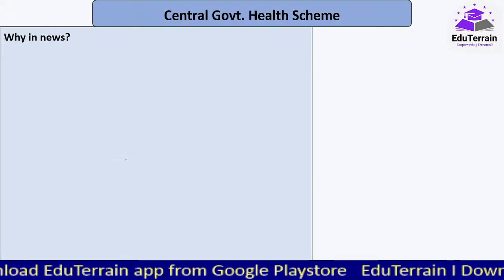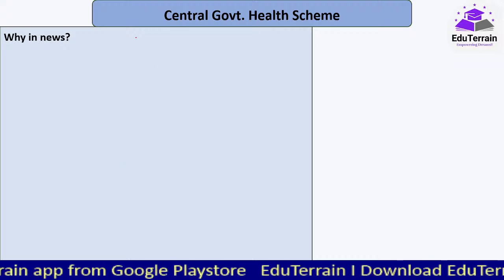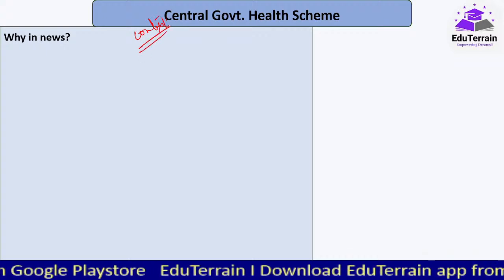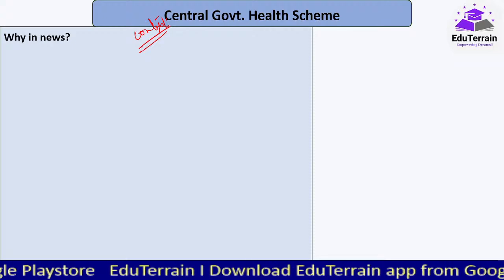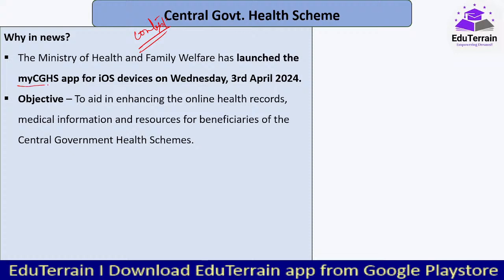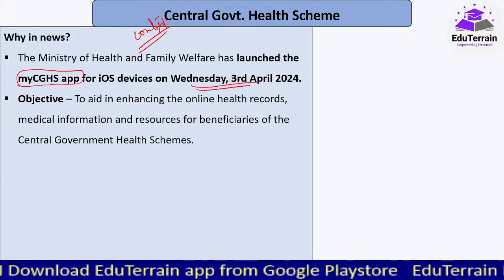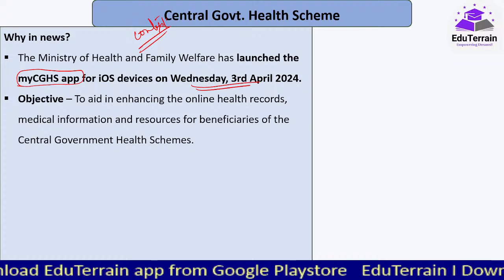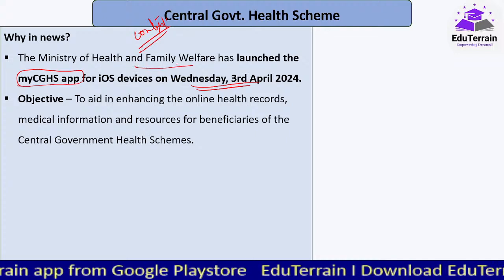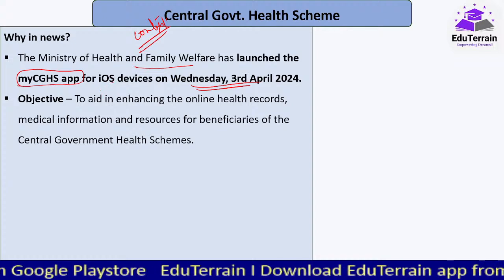Okay. Now, why this scheme? The context behind this scheme is that it has appeared in the news in recent times. One, for the launching of the My CGHS app for iOS devices. This happened on Wednesday, 3rd April 2024. This app has been launched by the Ministry of Health and Family Welfare, because the Central Government Health Scheme itself is under the purview of the Ministry of Health and Family Welfare.